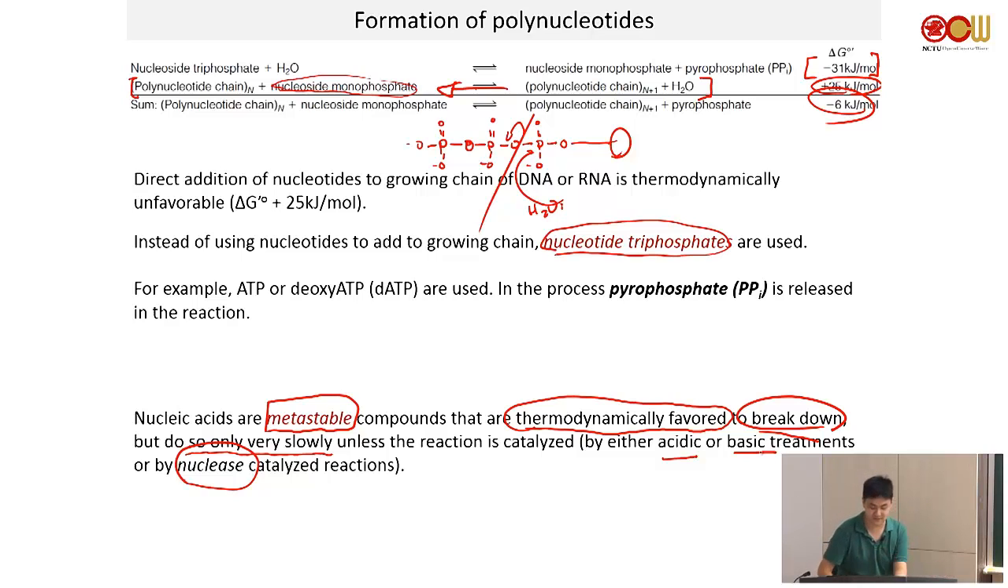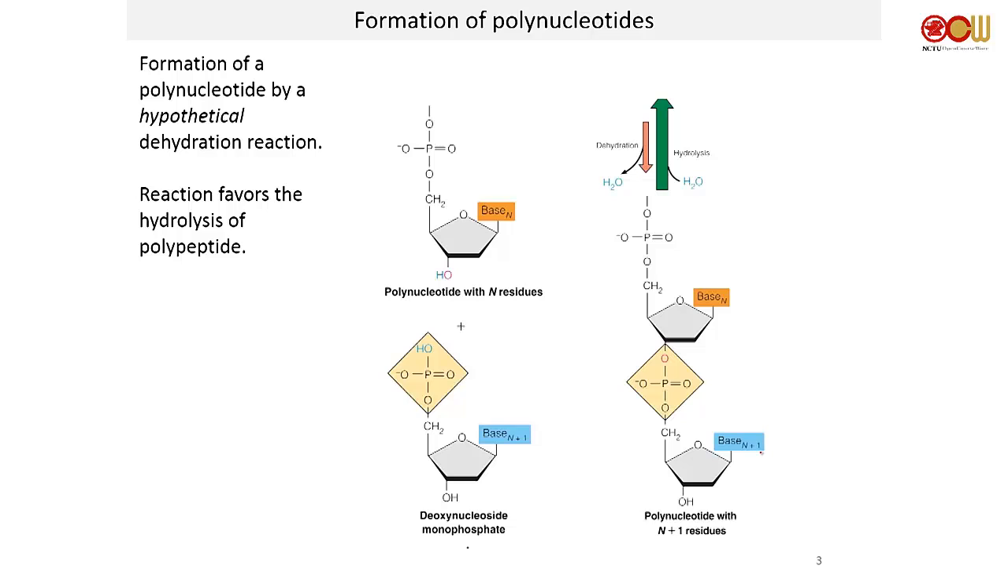RNA of course degrades faster, because that extra hydroxyl group makes it easier to pop, and in addition it's usually single stranded. Now this is just a pictorial view of what I just showed you in the previous slide, where if you take the growing chain and add a monophosphate, this is going to be the NMP, then you see how the arrow for dehydration is very small, and there's a huge arrow for hydrolysis.